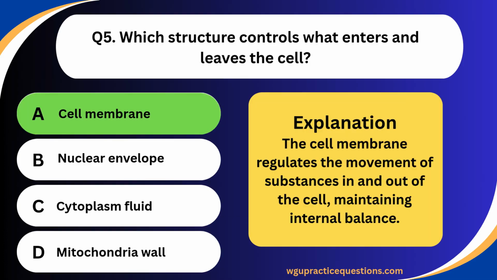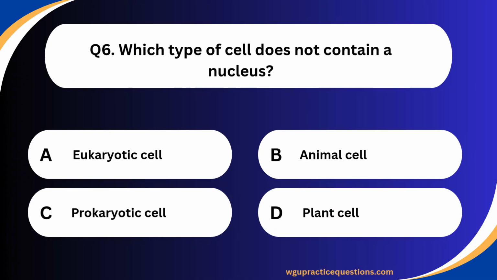Cell membrane. Explanation. The cell membrane regulates the movement of substances in and out of the cell, maintaining internal balance. Question 6. Which type of cell does not contain a nucleus? A. Eukaryotic cell. B. Animal cell. C. Prokaryotic cell. D. Plant cell.